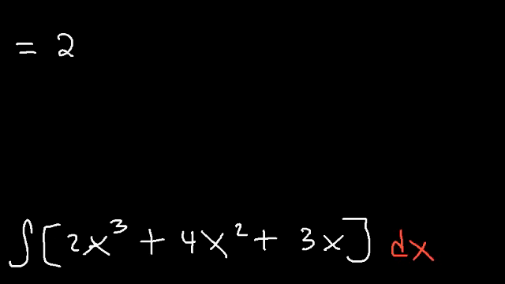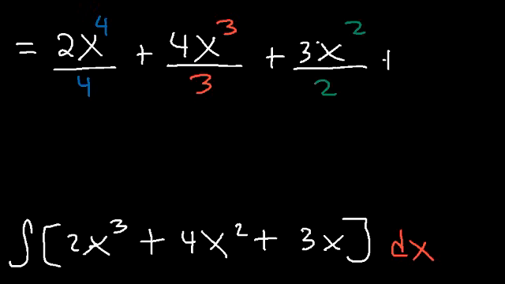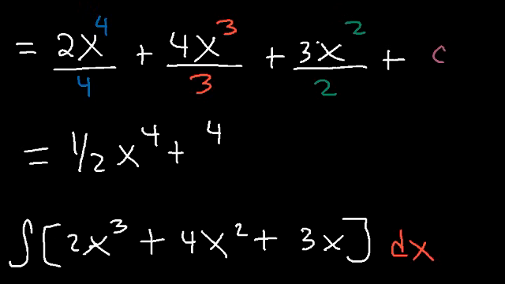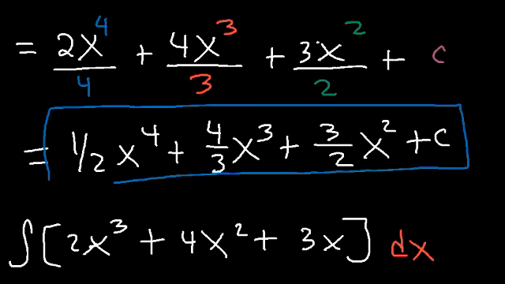So this is going to be 2x to the 4th power divided by 4 plus 4x to the 3rd power divided by 3 plus 3x to the 2nd power divided by 2 plus c. So that reduces to 1/2 x to the 4th plus 4 over 3 x cubed plus 3 over 2 x squared plus c. So this is the answer to this problem.